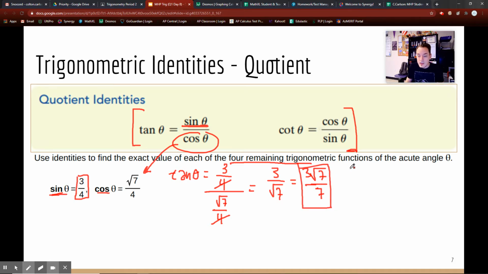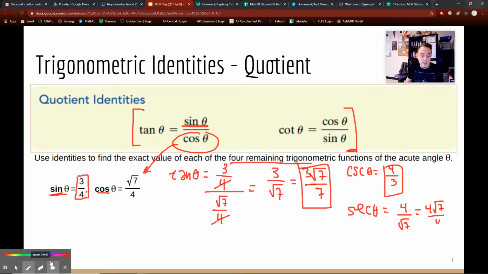So let's find cosecant. Cosecant is rather easy because I can just flip sine. So that equals 4 all over 3. Secant, I'm going to flip this. So this becomes 4 all over radical 7. I have to rationalize. So that's 4 radical 7 all over 7.